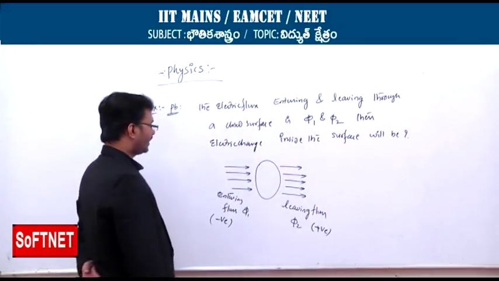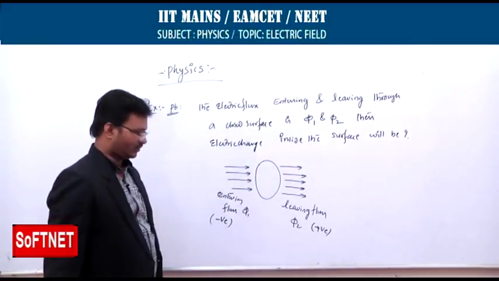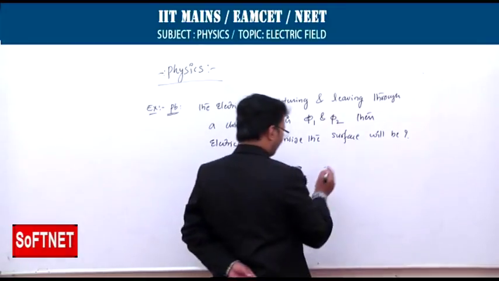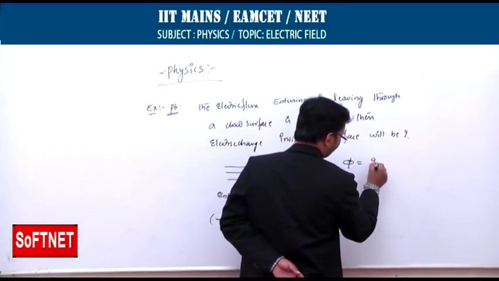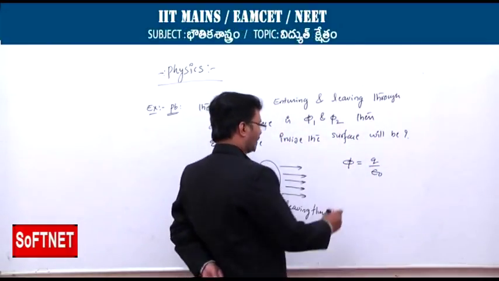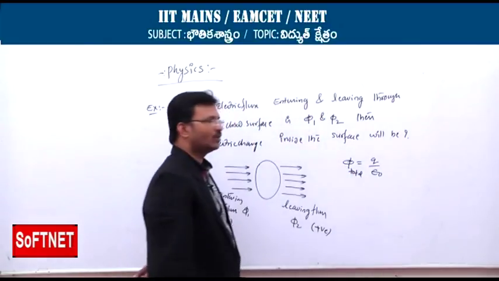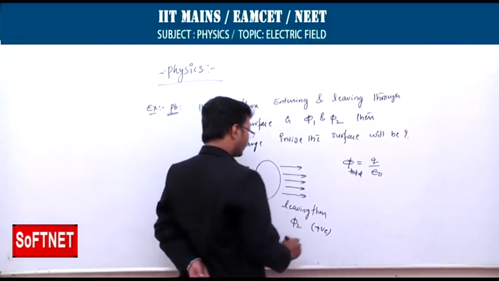Now what we have to find out? The electric charge inside the surface, we need to find out. What is the electric charge inside? Now apply the Gauss law. Total flux phi is equal to Q by epsilon naught, that we already know. According to Gauss law, phi total is equal to Q by epsilon naught.